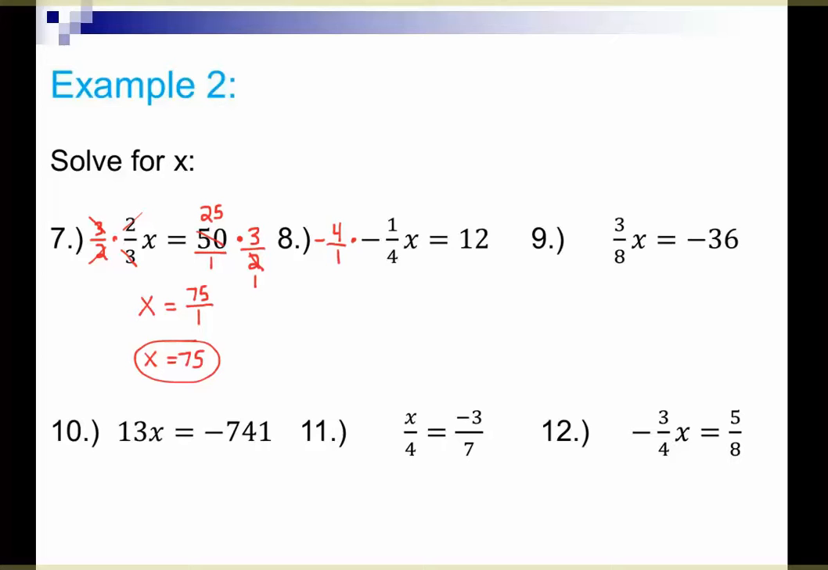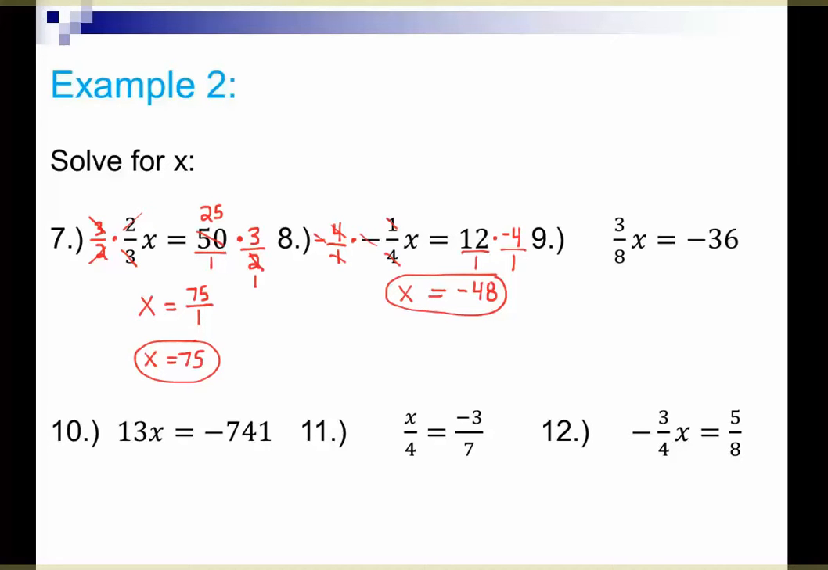Okay, and I'm multiplying both sides by negative 4 over 1. 4's cancel, 1's cancel. Negative times a negative is a positive. This leaves me with just plain old x. Now 12 times negative 4 is negative 48 over 1, which is just negative 48. So x equals negative 48. Go back and plug that in. A negative times a negative is a positive, and 1/4 of 48 is 12, so positive 12 totally makes sense.